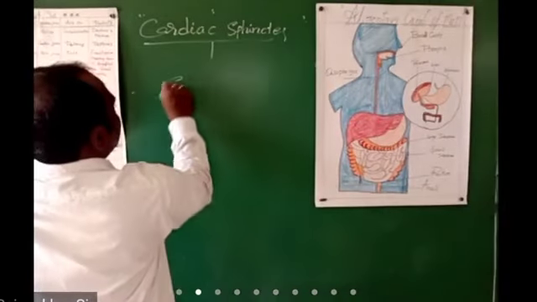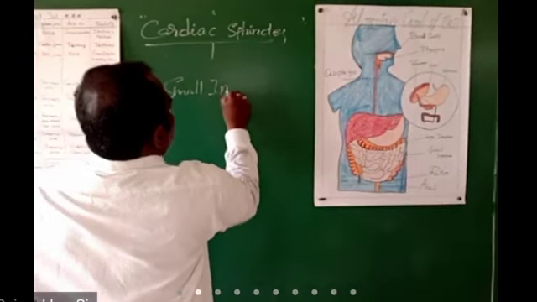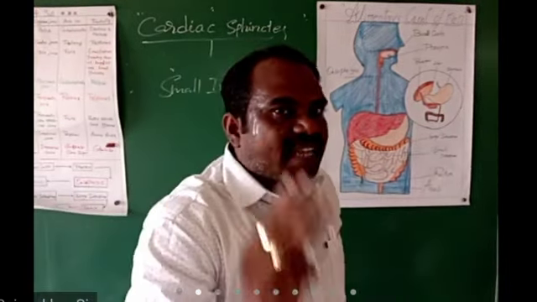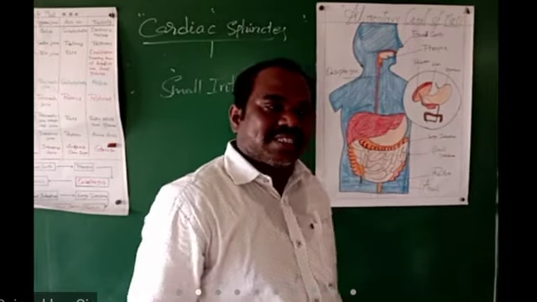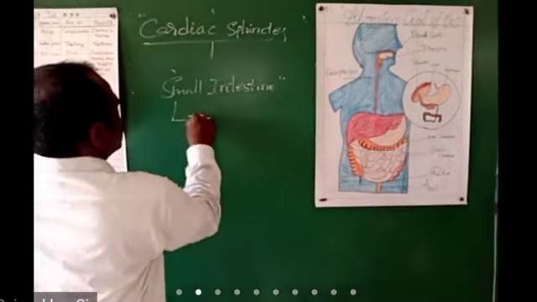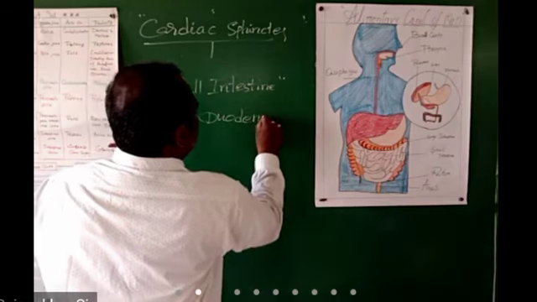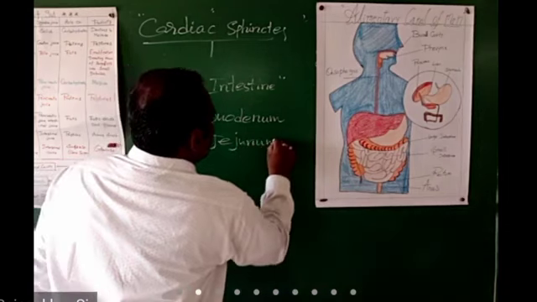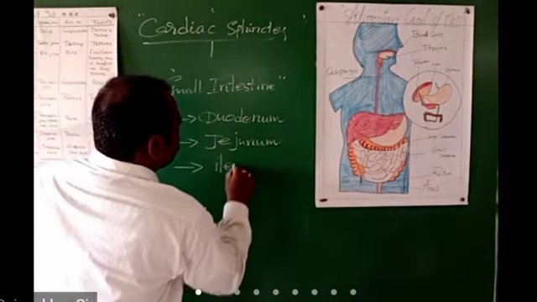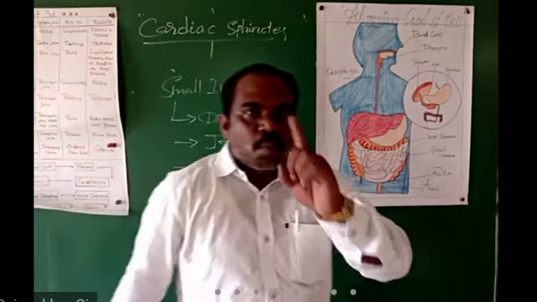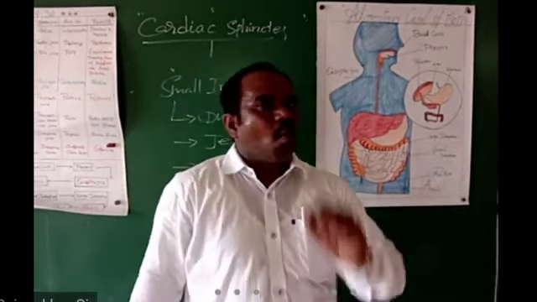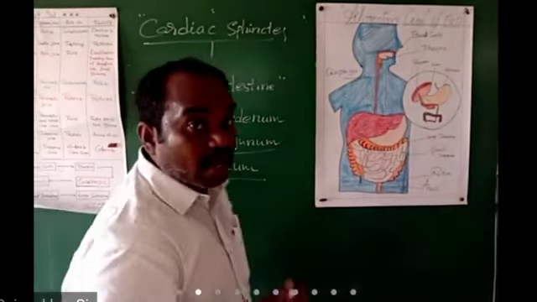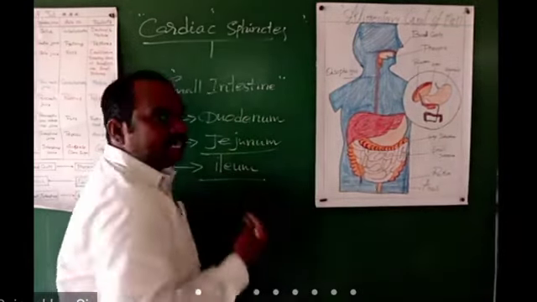Small intestine. The small intestine consists of three parts. One is the duodenum. Second one is the jejunum. Third one is the ileum.